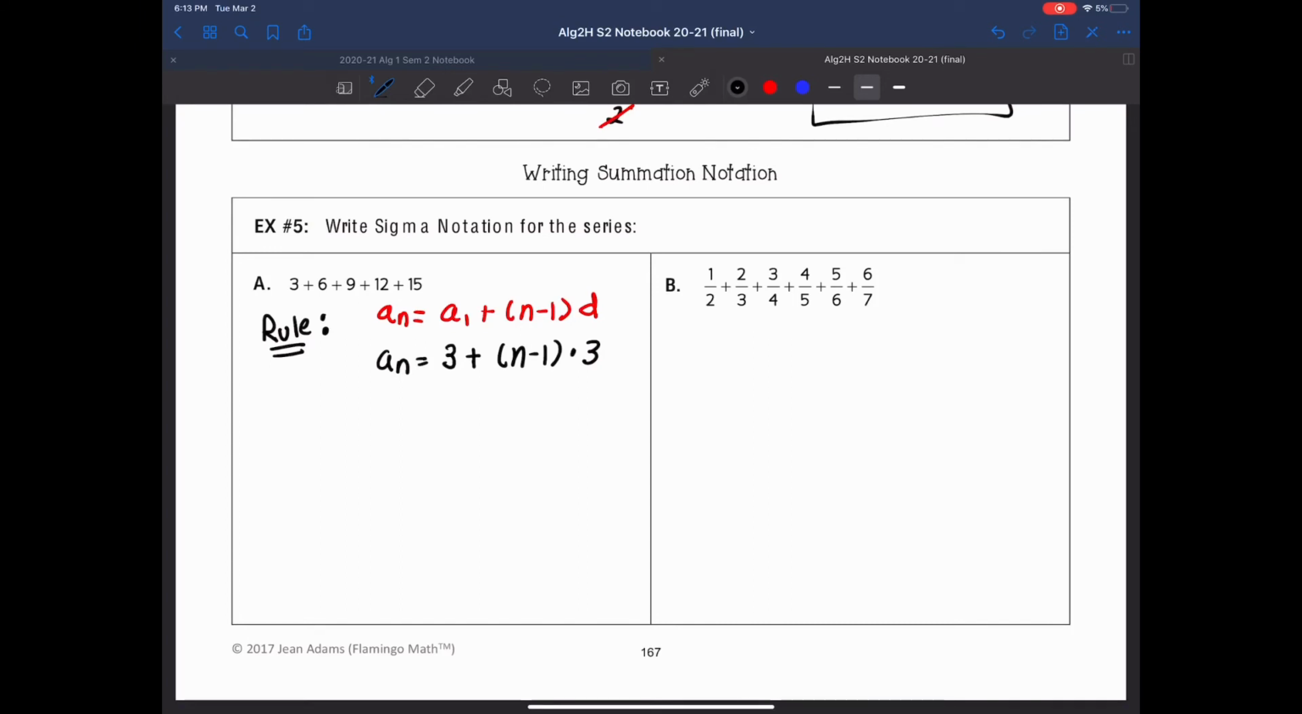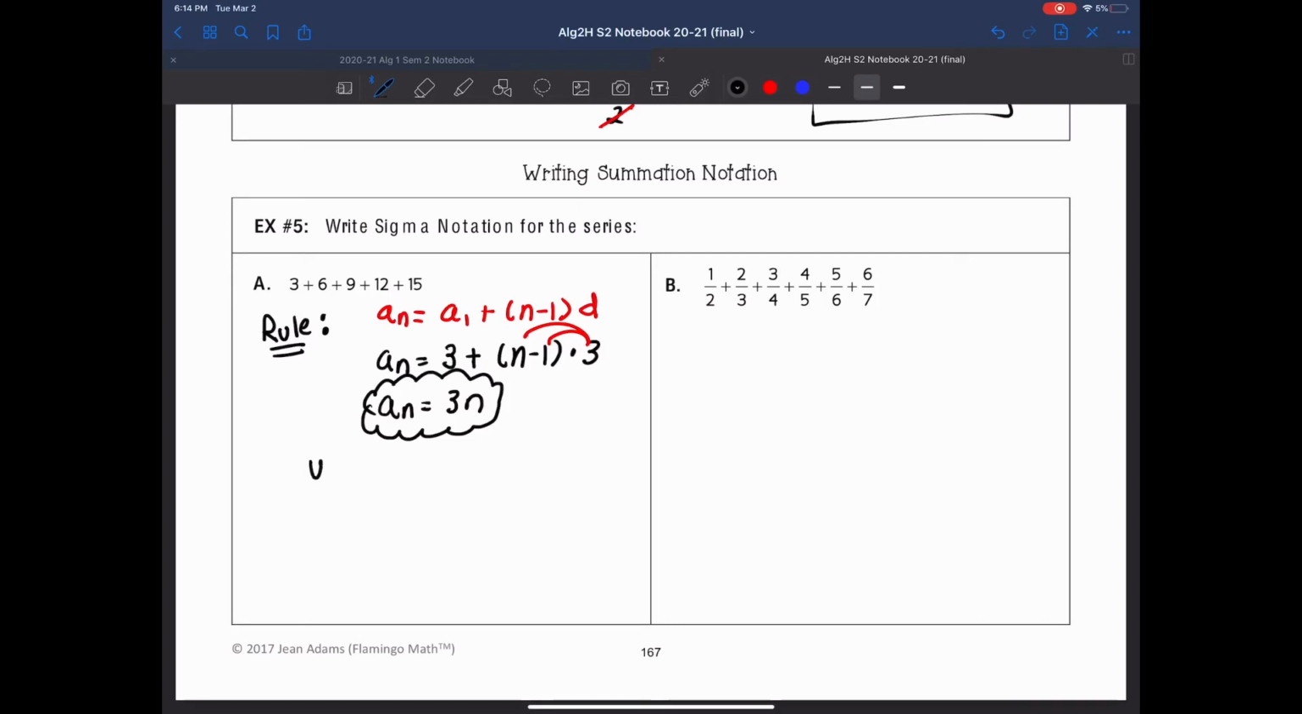Then if we distribute and clean this up a little bit, I will find that I have 3 times negative 1 and 3 times n. That's going to be 3n minus 3. The positive 3 and the negative 3 cancel, so we're just left with a sub n equals 3n. So the rule for the arithmetic series is 3n. This is what I'm going to use for my formula in summation notation.